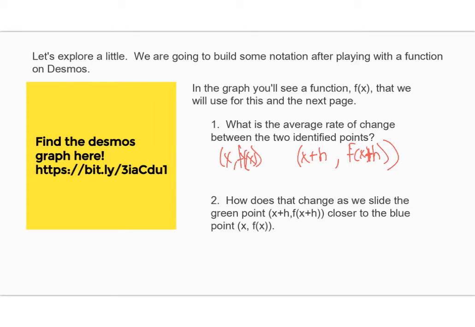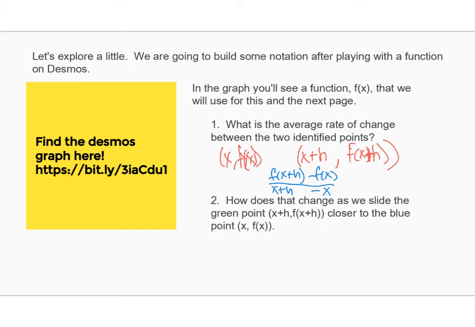Average rate of change between these two identified points. Well, that's a slope. So that would be something like f of x plus h minus f of x, who knows what those actually are, and then x plus h minus x. I really like writing this way. We could just get rid of those x's and keep an h, but I can see that this is a slope. We've got y2 minus y1, x2 minus x1. We can work with that.